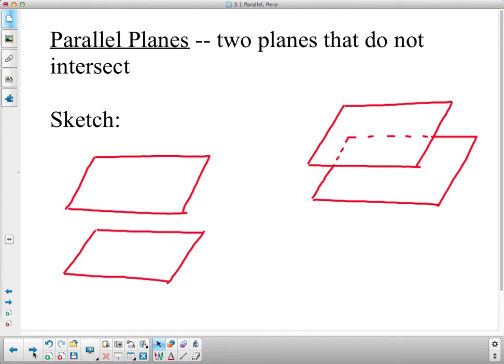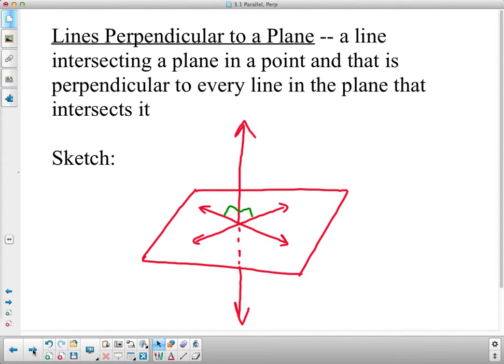Okay, parallel planes. And we can have perpendicular in relation to planes, not really a plane perpendicular to another plane, but we talk about lines that are perpendicular to a plane. Okay, a line that intersects a plane in a point and that's perpendicular.